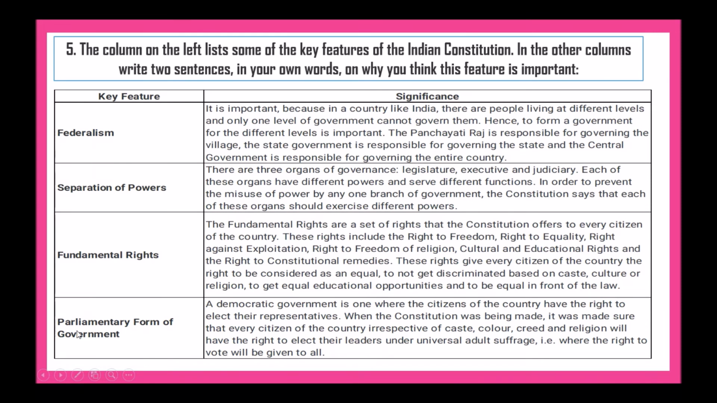Next, parliamentary form of government. A democratic government is one where the citizens of the country have the right to elect their representatives. When the constitution was being made, it was made sure that every citizen of the country, irrespective of caste, color, creed, and religion, will have the right to elect their leaders under universal adult suffrage, that is, where the right to vote will be given to all.